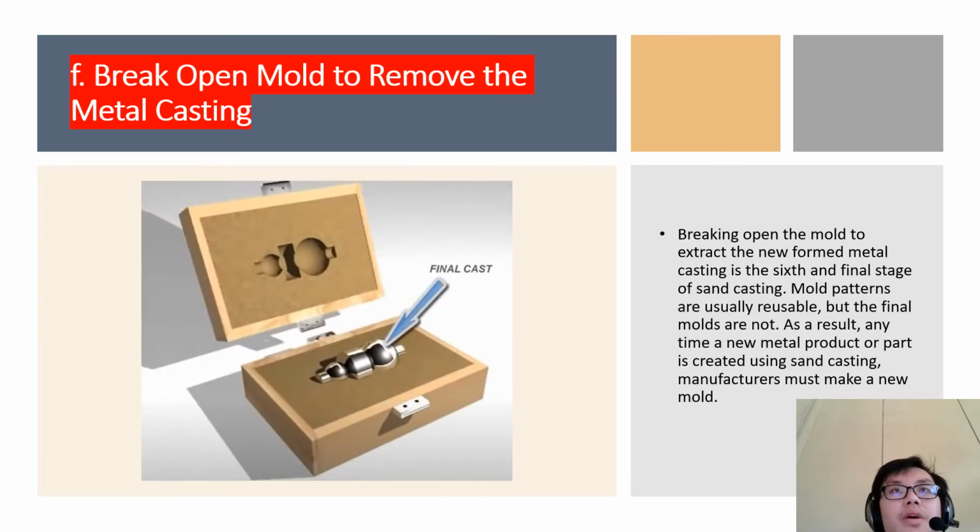The last step is to break open the molds to remove the metal casting. Breaking open the molds to extract the newly formed metal casting is the sixth and final stage of sand casting. Mold patterns are usually reusable, but the final molds are not. As a result, any time a new metal part is to be created, they must make new molds.